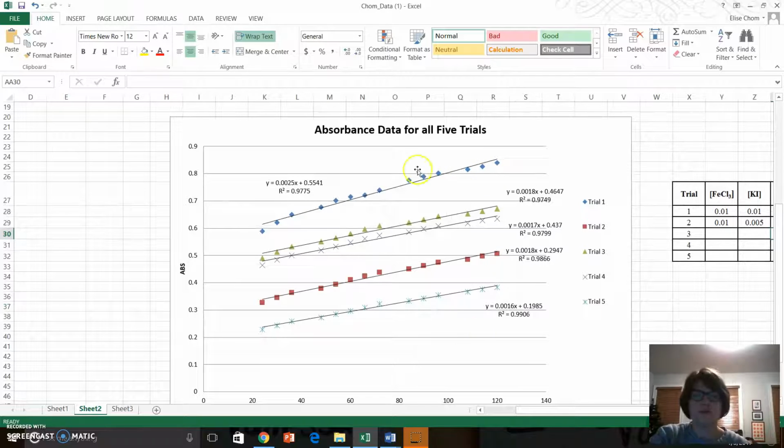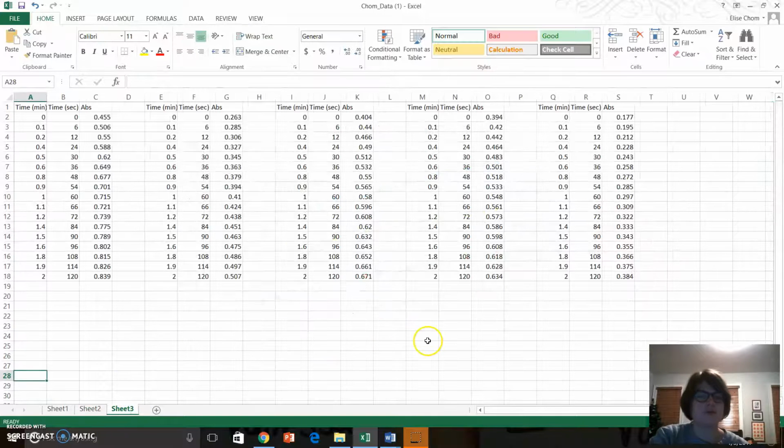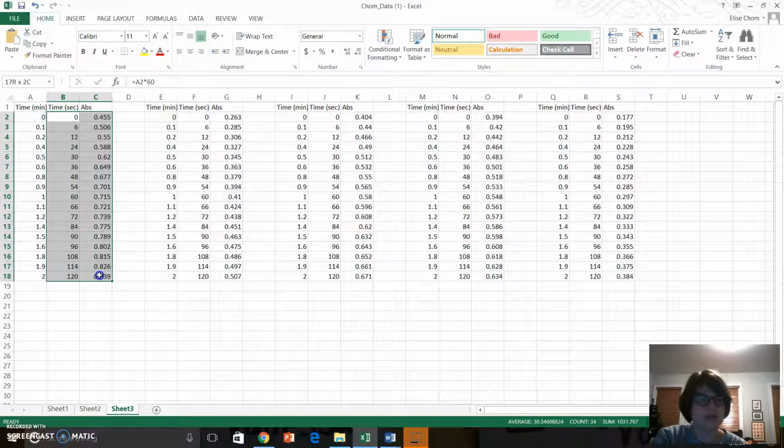so we're going to be working towards making a graph that looks like this. Okay, all 5 trials, all 5 equations of the line. So in order to do this, I've got the data all right here, all 5 trials. Do as I did before, I'm going to select time in seconds and absorption. And do kind of what I did before.